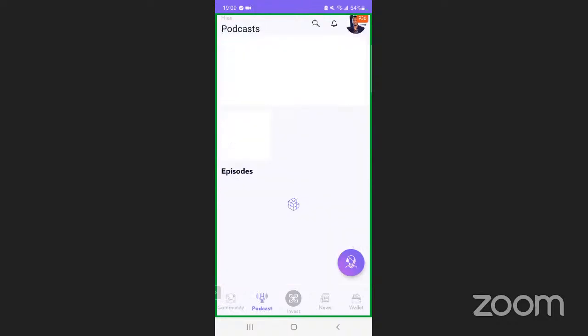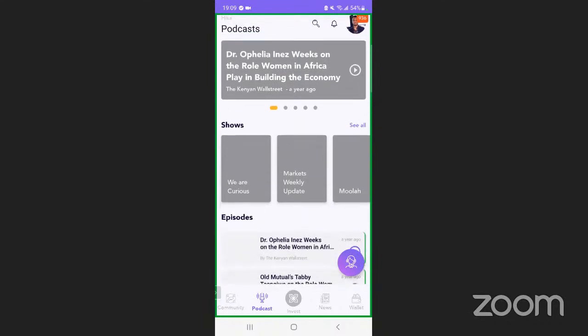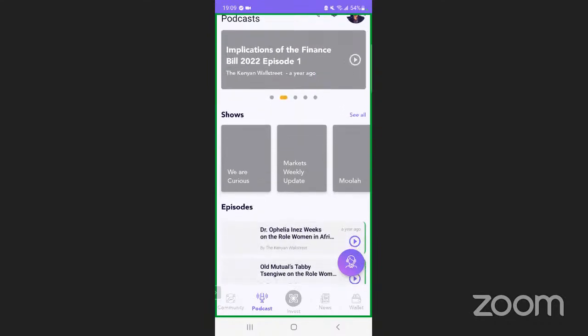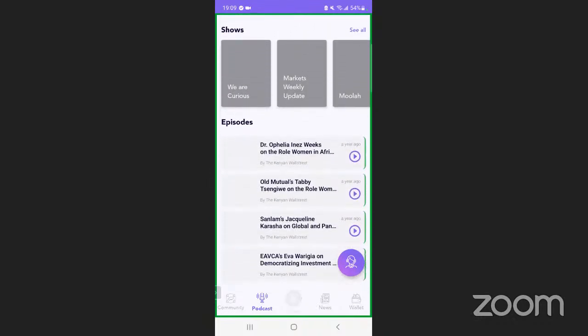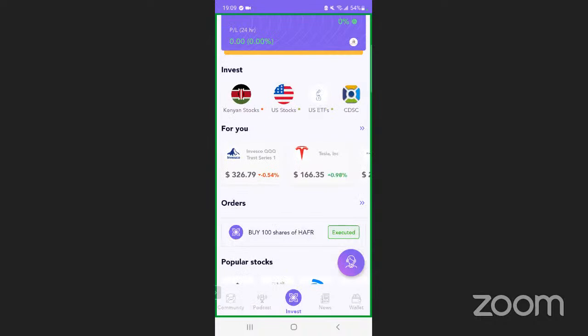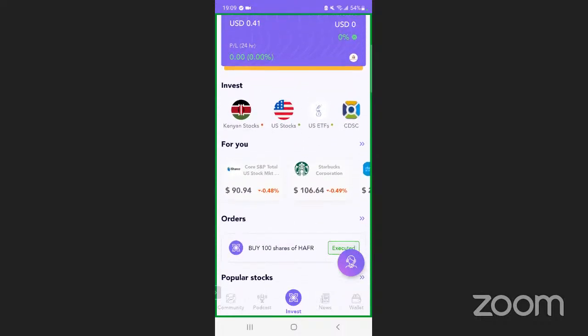Then for the podcast, when you click on podcast, you can see some helpful materials that can help you follow what has been happening in the markets. Then let's go to the main button, that's the invest button. On the invest button, you have a few options: the Kenyan stocks, US stocks, US ETFs, and the CDS button. I want to explain what each of these means.